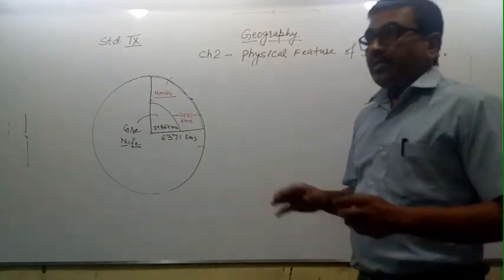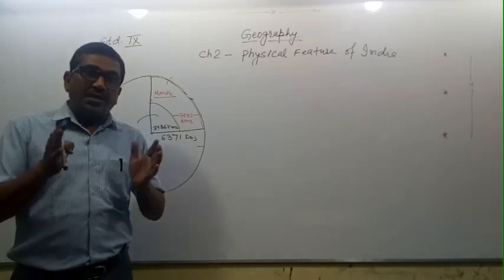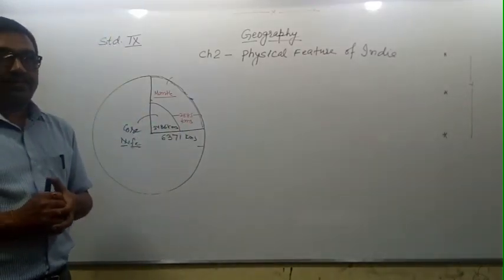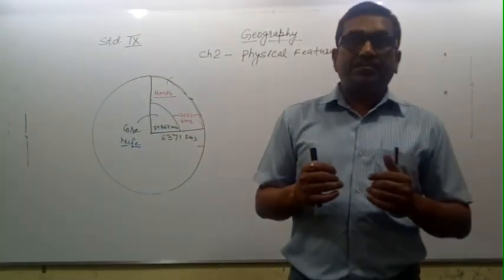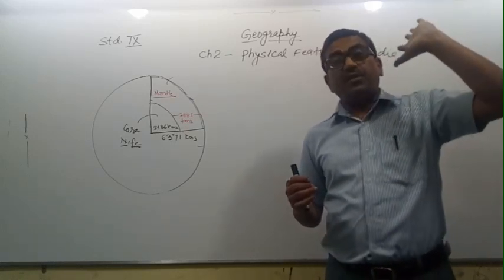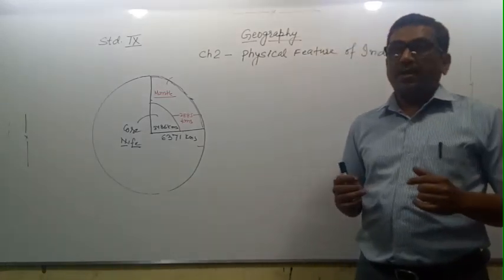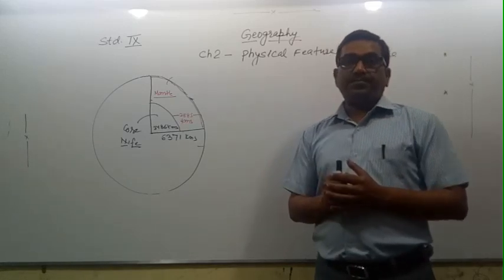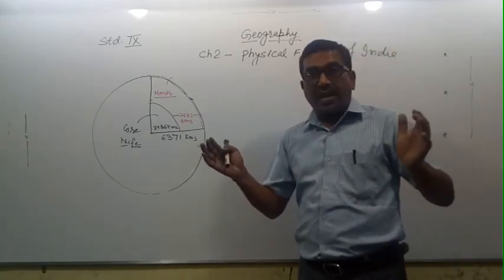If you see the world map, you find all the continents are at different places. But millions of years ago, maybe trillions of years ago, all the continents were at one place. These continents were at one place.